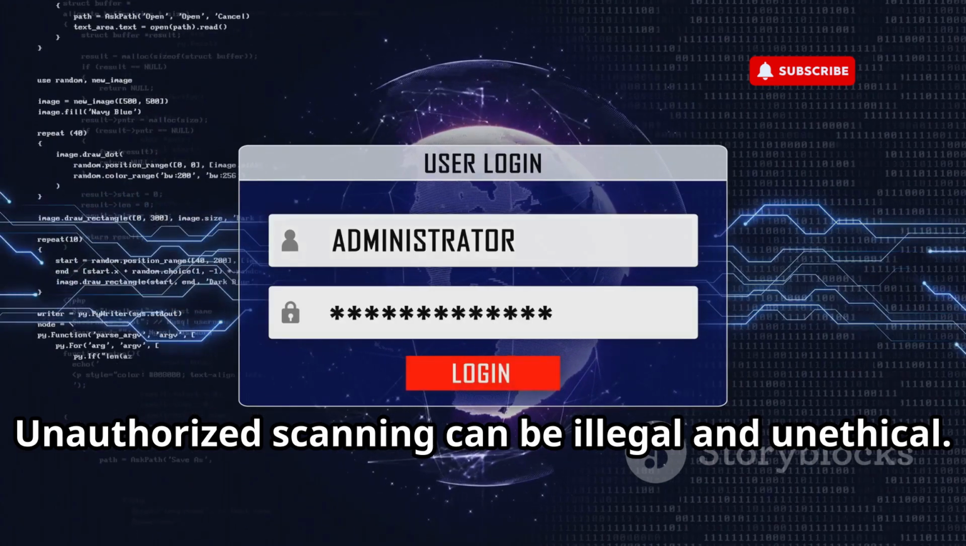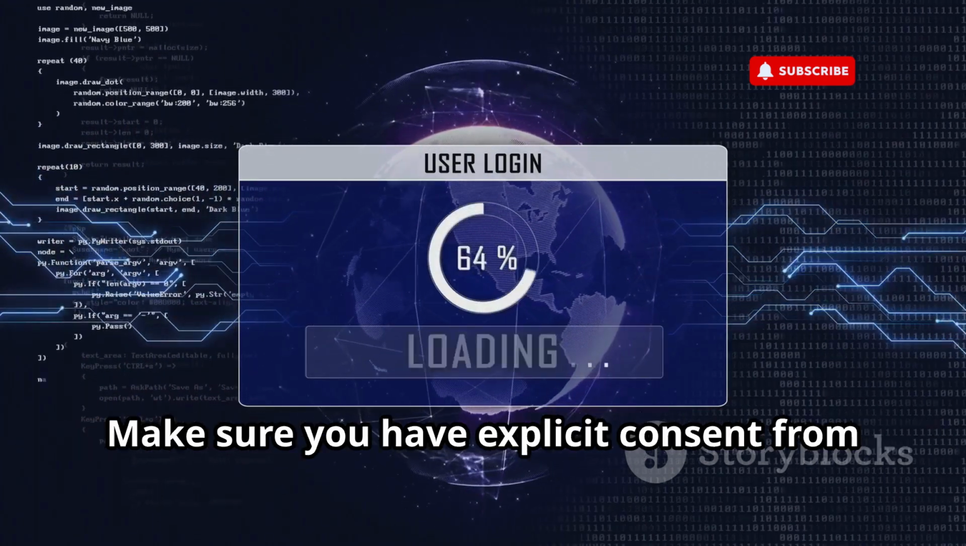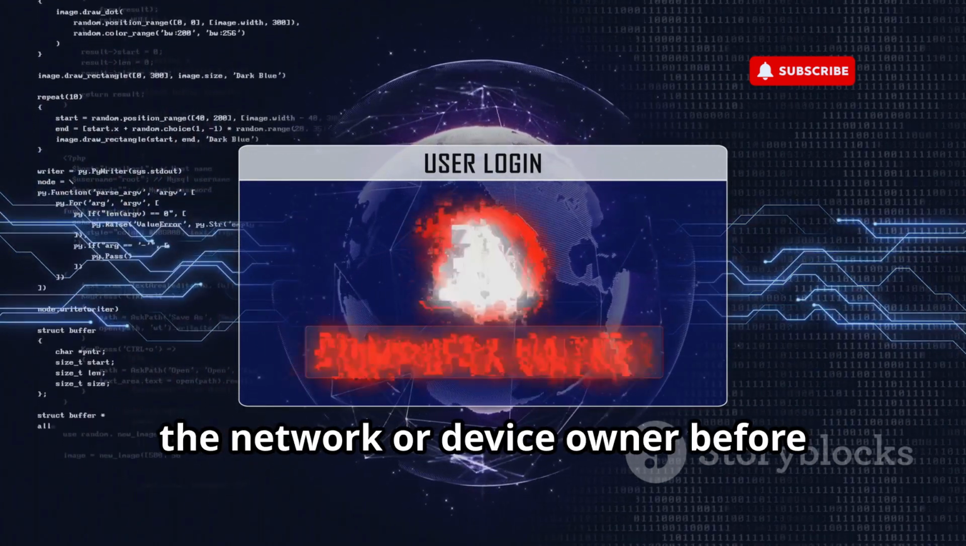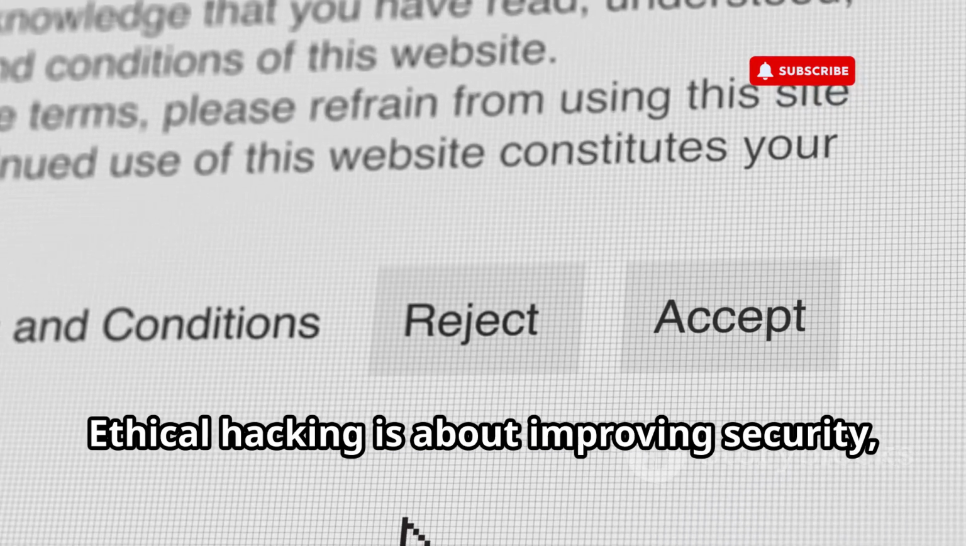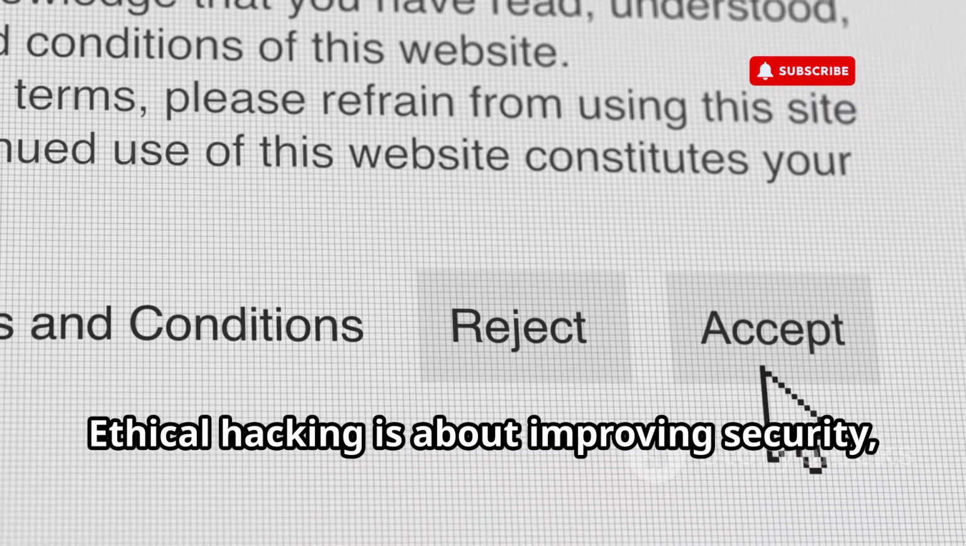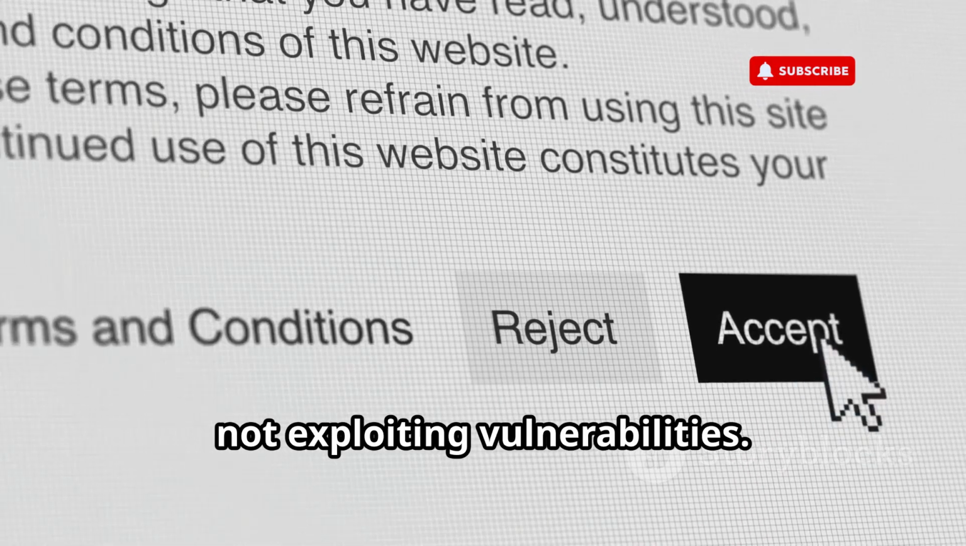Unauthorized scanning can be illegal and unethical. Make sure you have explicit consent from the network or device owner before conducting any tests. Ethical hacking is about improving security, not exploiting vulnerabilities.